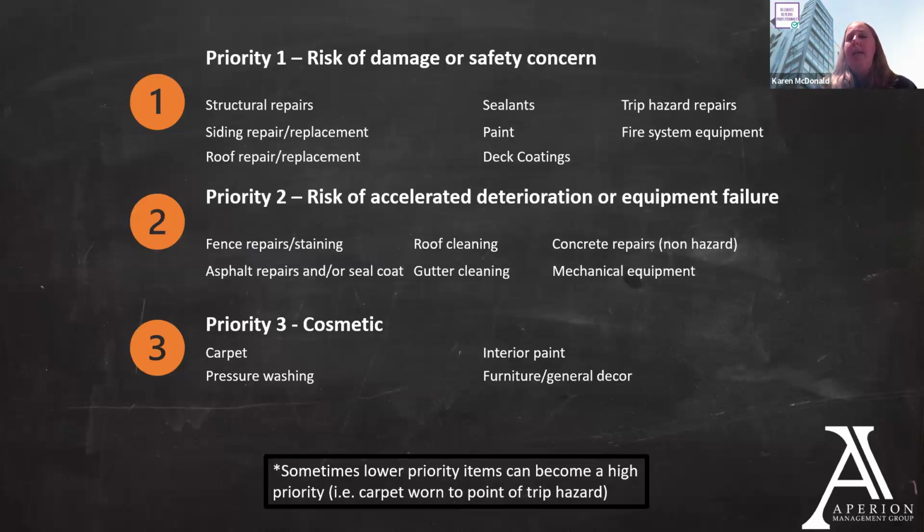Priority number 2 is something that isn't a priority 1, but it does risk accelerated deterioration if you fail to maintain that component, or it could result in equipment failure.